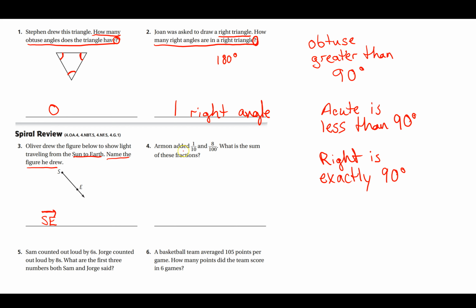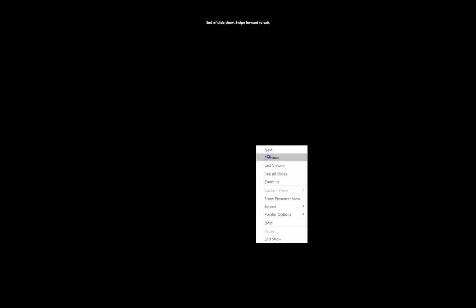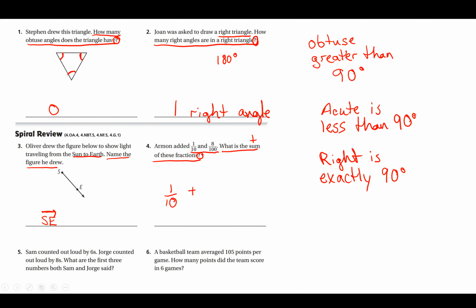All right, number 4, Armand added 1/10 and 8/100. What is the sum of these fractions? So this is taking us back to chapter 9. We have 1/10 plus, sum tells us that we're going to be adding, 8/100. Okay, now before we can add these, because we have different denominators, we want to change this tenth into an equivalent fraction with a denominator of 100. Then we can add them straight across.